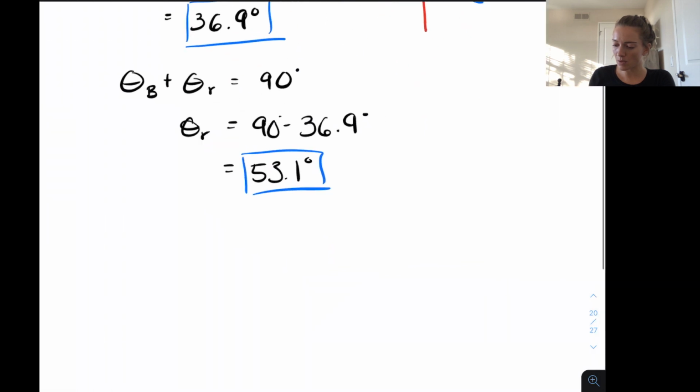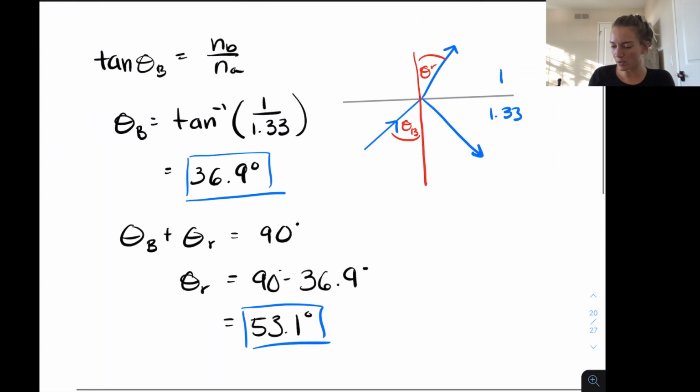Okay, so that's that. All of our Brewster angle problems are pretty much going to be like this. We're not going to do anything too difficult with Brewster's angle. So this is maybe more of a multiple choice type midterm problem rather than a short answer.